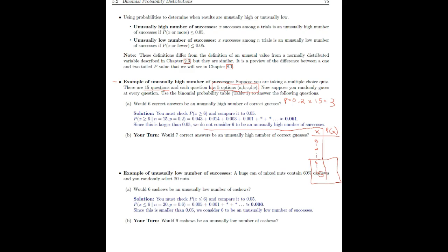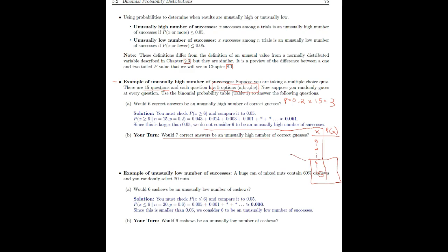So you could have done this the long way and added them all up again, or hopefully you were able to use a little intuition. In the last example I was trying to find out whether 6 correct answers would be unusually high. Now I'm trying to find out whether 7 would be. So this question is very similar to the last one. Really, I'm just excluding one of my choices, I'm just excluding the 6 now.